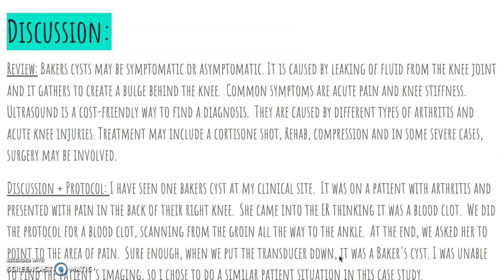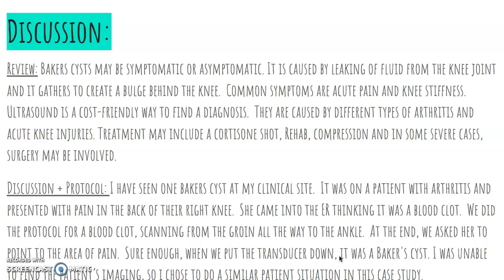So a review, Baker cysts may be symptomatic or asymptomatic. It's caused by the leaking fluid from the knee joint, and it gathers to create a bulge behind the knee. Common symptoms are acute pain, stiffness. Ultrasound is a cost-friendly way to find the diagnosis. They are caused by different types of arthritis or an acute knee injury. Treatment may include a shot, rehab, compression, and in some severe cases, surgery.